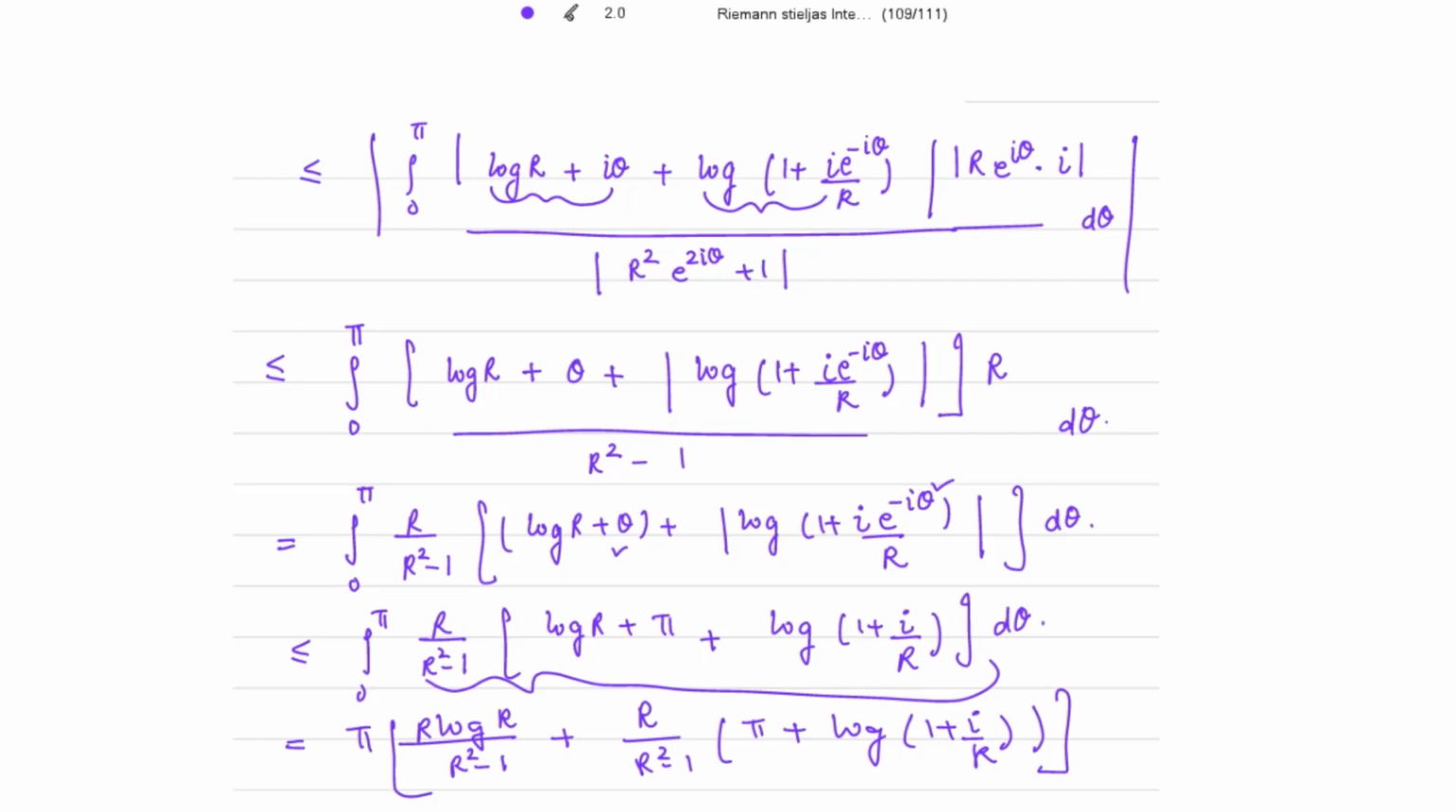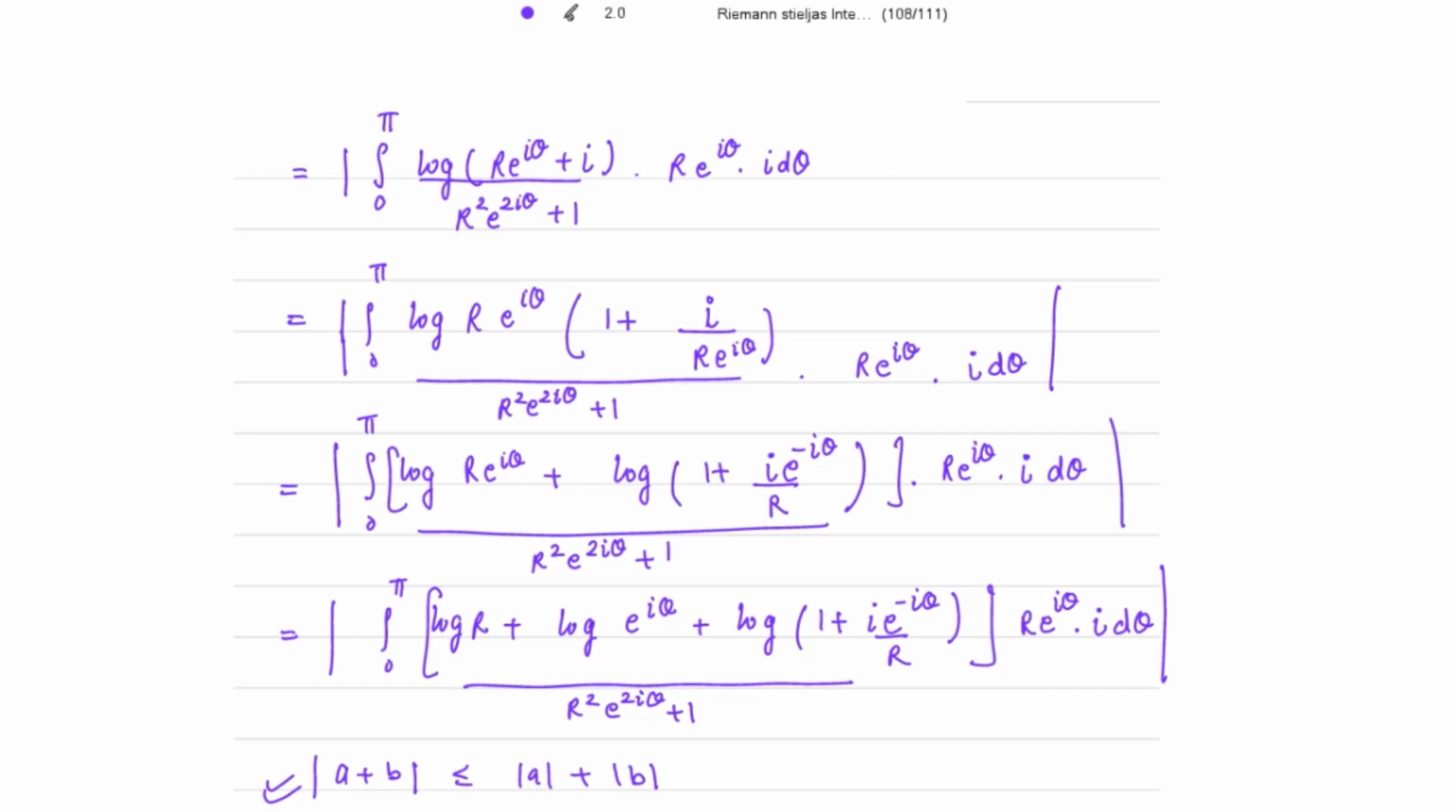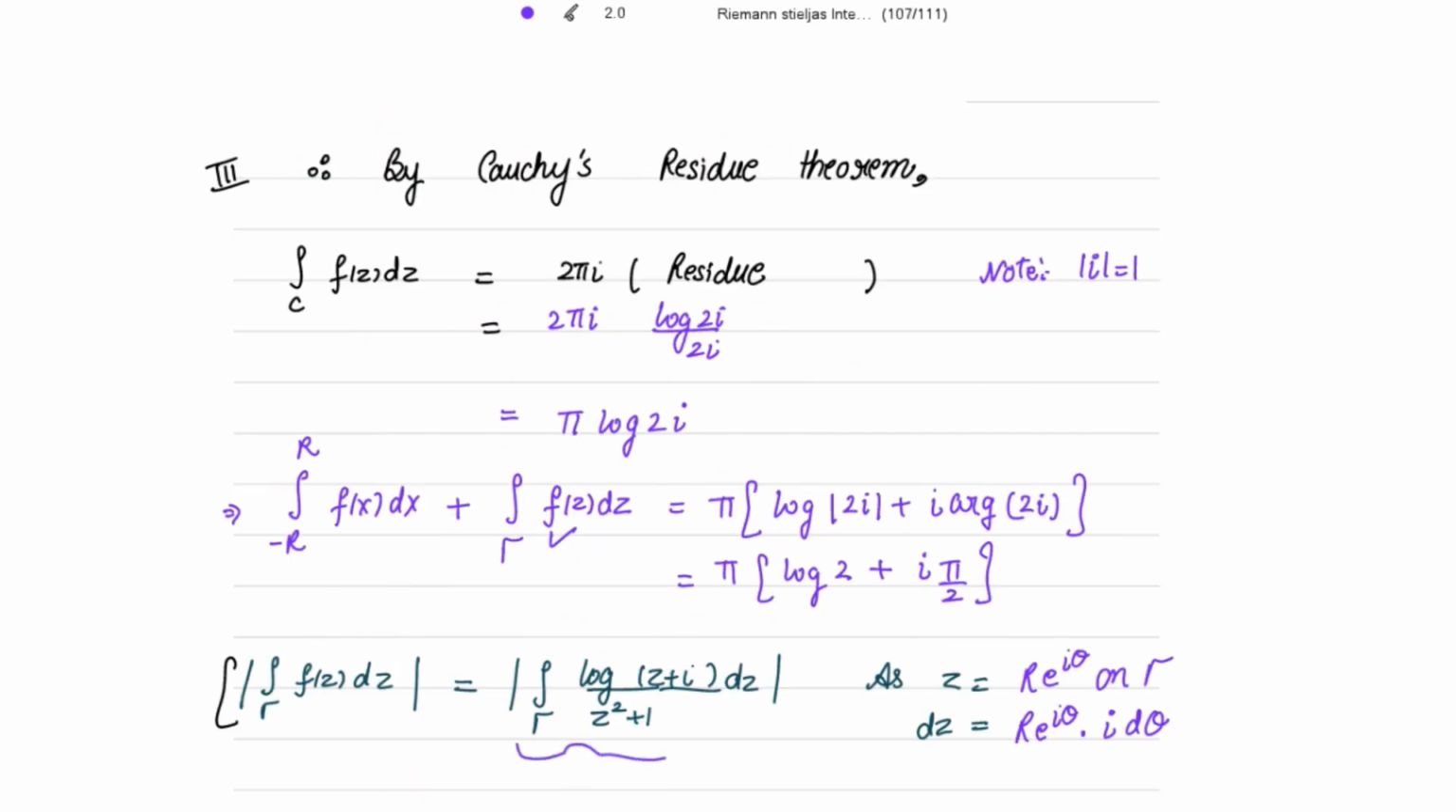Now the integration will become this. Now this thing is tending to 0 as r tends to infinity, because Jordan's lemma needs r to be tending to infinity. So as r tends to infinity, this whole thing is tending to 0, which means our integration is tending to 0, which means the second integral, I have proved that this is tending to 0. Fine? Or this thing is tending to 0. So we are left with only this.